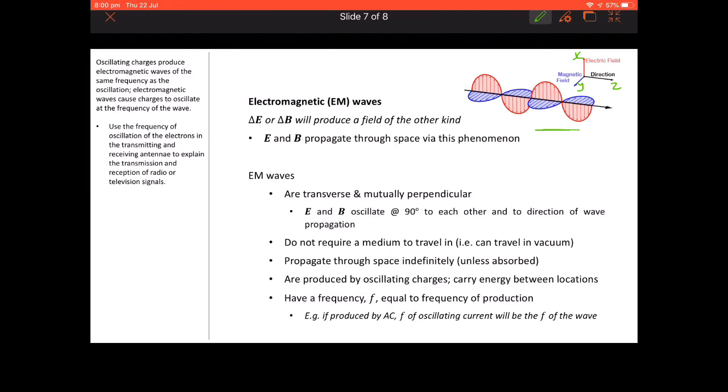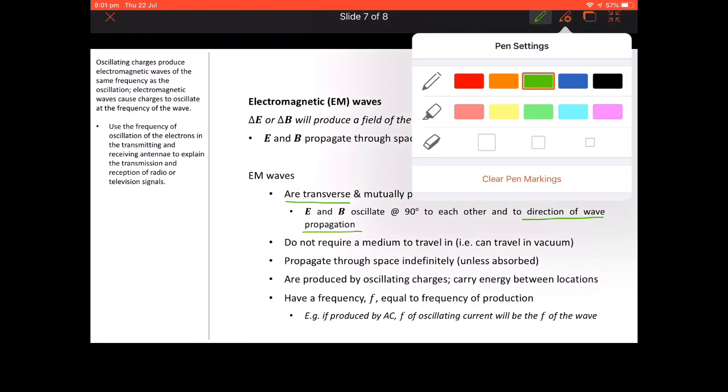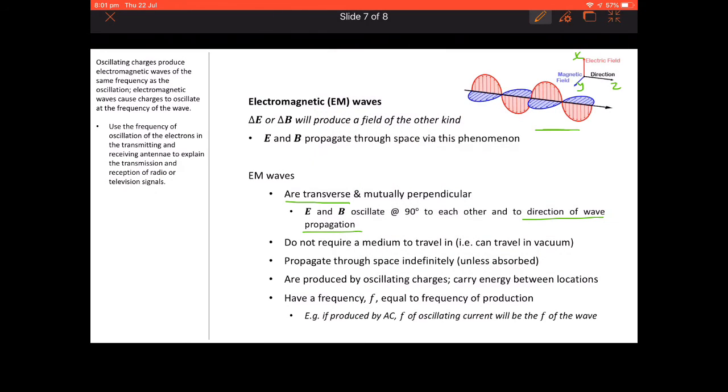So it's important to remember that electromagnetic waves are transverse and mutually perpendicular. That means that the electric fields and the magnetic fields oscillate perpendicularly to the direction of the wave propagation. So that corresponds with transverse. I'll just highlight that. And they're also mutually perpendicular, so that means that they're oscillating at 90 degrees to each other.